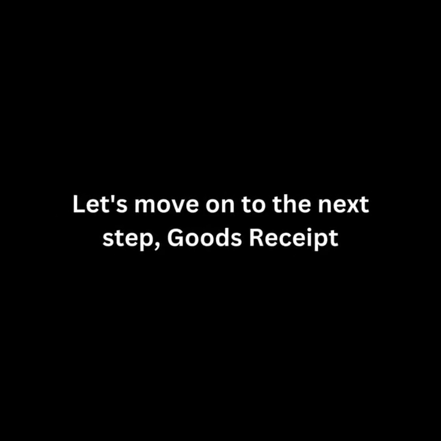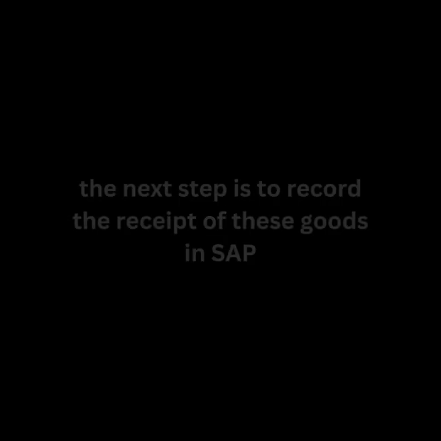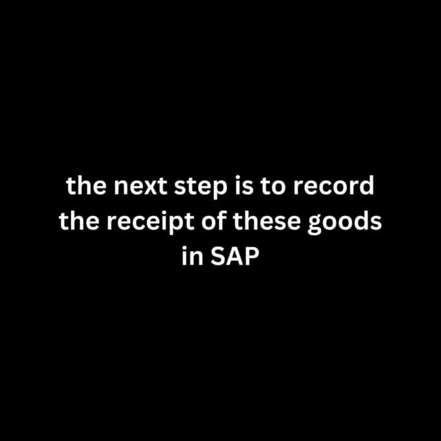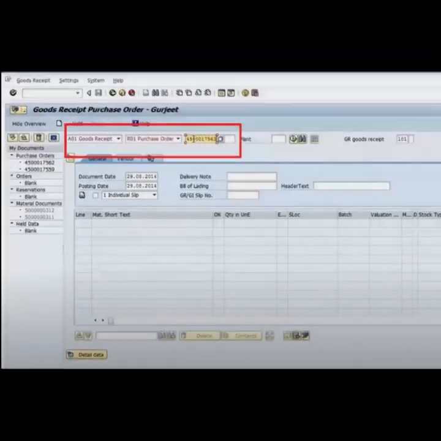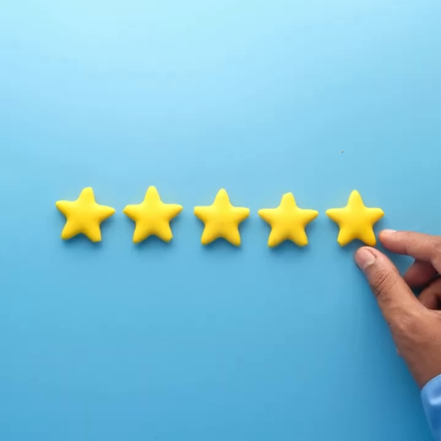Now that we have created the purchase order, let's move on to the next step: goods receipt. Once the vendor ships the goods, the next step is to record the receipt of these goods in SAP. The transaction code for goods receipt is MIGO. Here, you'll enter the purchase order number, verify the quantities received, and make sure the goods meet quality standards.